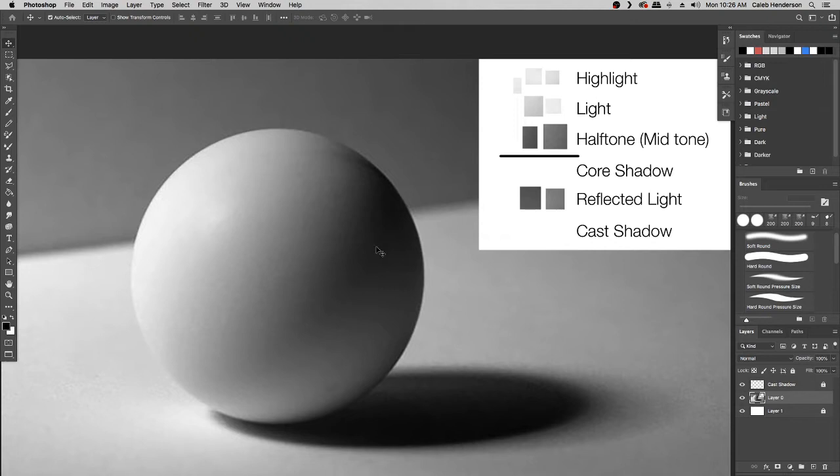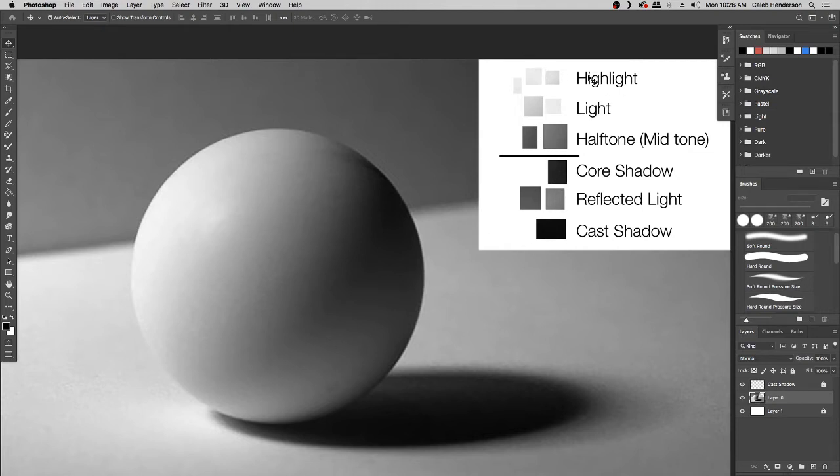And if I grab some core shadow, you can see how much darker the core shadow is. And let's just finish it off with some cast shadow. Cast shadow looks like jet black to me. All right, so this is kind of the structure of the light as we go across something like a sphere.